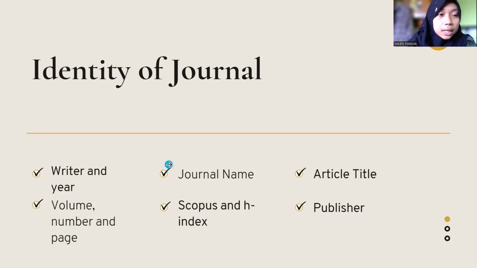The journal name is Procedia Computer Science, and the Scopus H index is 94. The article title is Web-based Augmented Reality for Human Body Anatomy Learning. The publisher is Elsevier.